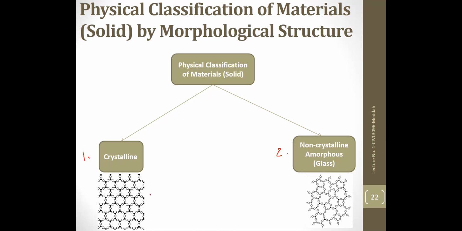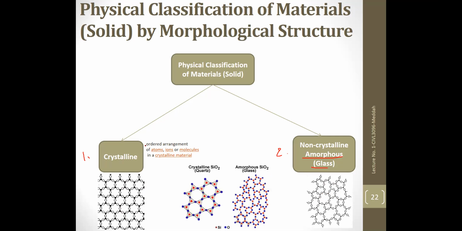Of course, you can see the arrangement of atoms, how the atoms are arranged. So it is well arranged here, well structured, but in a non-crystalline, which is also called amorphous or glassy, you can see the atoms in the structure are randomly arranged, not ordered. So here it's an ordered arrangement, and here it is a disordered or random arrangement of atoms.